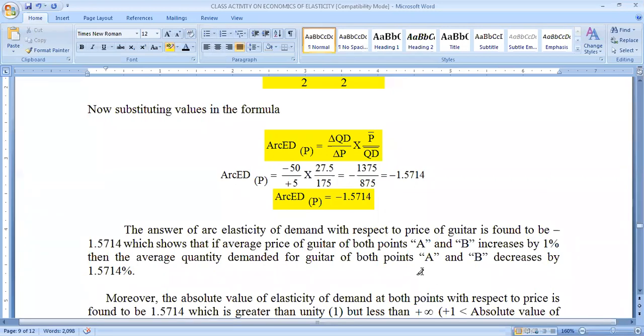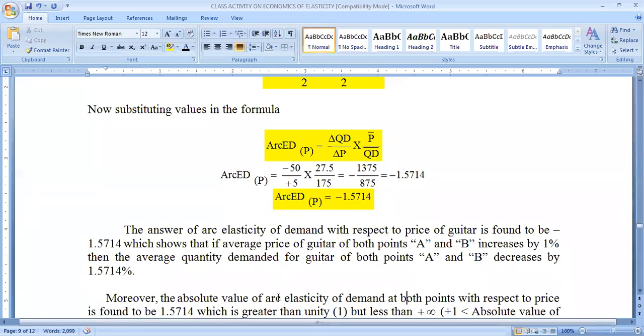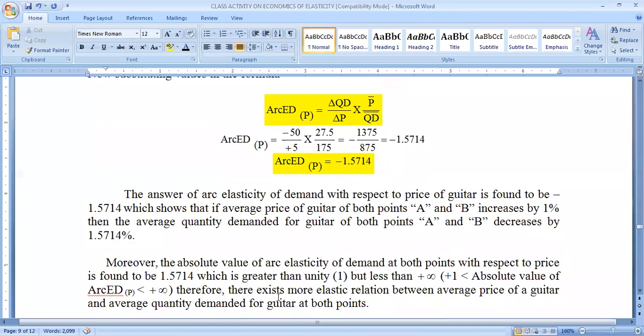So the absolute value of arc elasticity of demand at both points with respect to price is found to be, since it was negative, when I've taken the absolute value, it should be written in positive 1.5714, which is greater than unity but less than plus infinity. Hence, absolute value of arc elasticity of demand with respect to price is less than plus infinity, right?